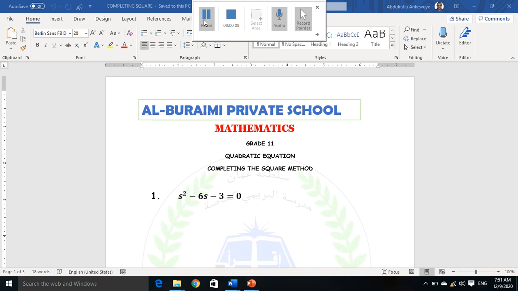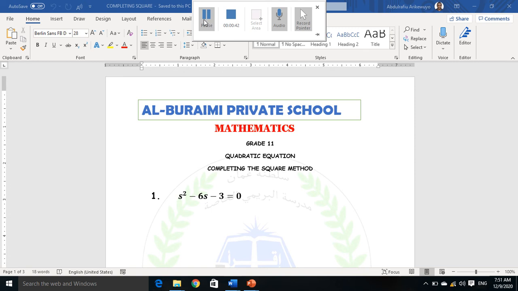Now, today we continue with quadratic equation, but we are going to use another method. This is going to be the third method we will use to solve quadratic equation. In our last lessons, we learned how we use factorization method. We also learned how we use formula method, quadratic formula. And you can always go back to revise that in the last videos.